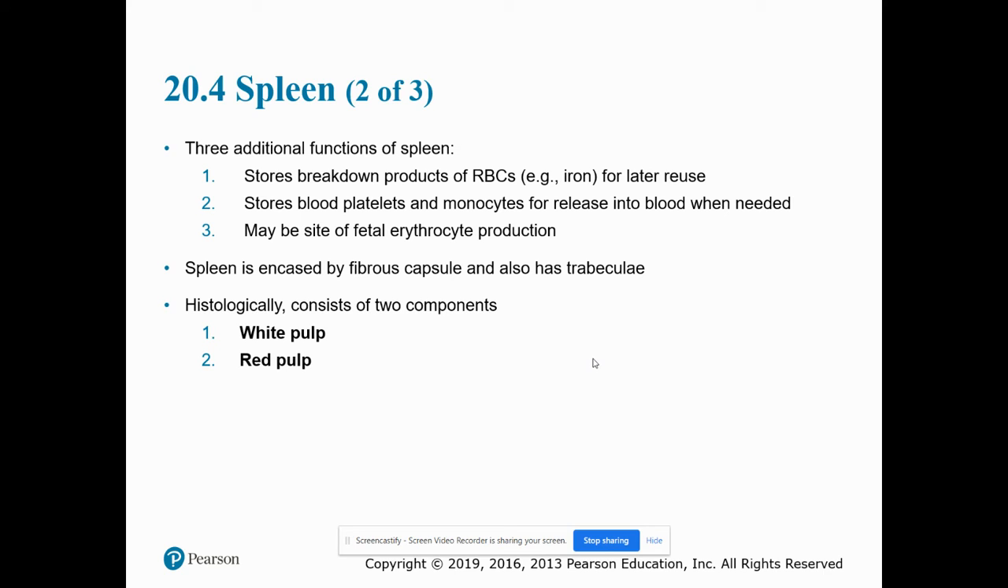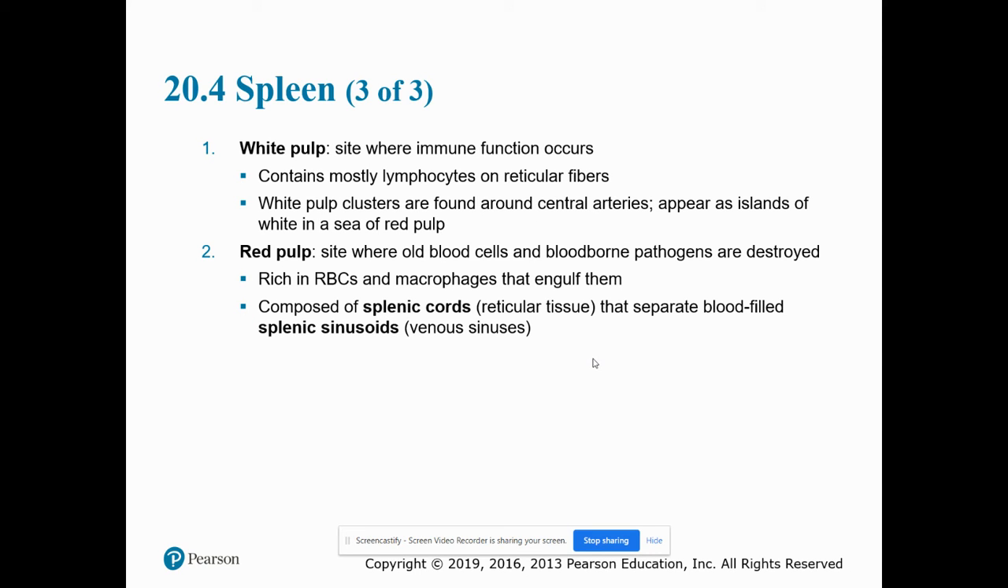Histologically, it consists of 2 components, white pulp and red pulp. White pulp is where the immune function is going to occur. It consists mostly of lymphocytes on reticular fibers, and what you're going to find is these white pulp clusters around central arteries, and they appear as islands of white in a sea of red pulp.